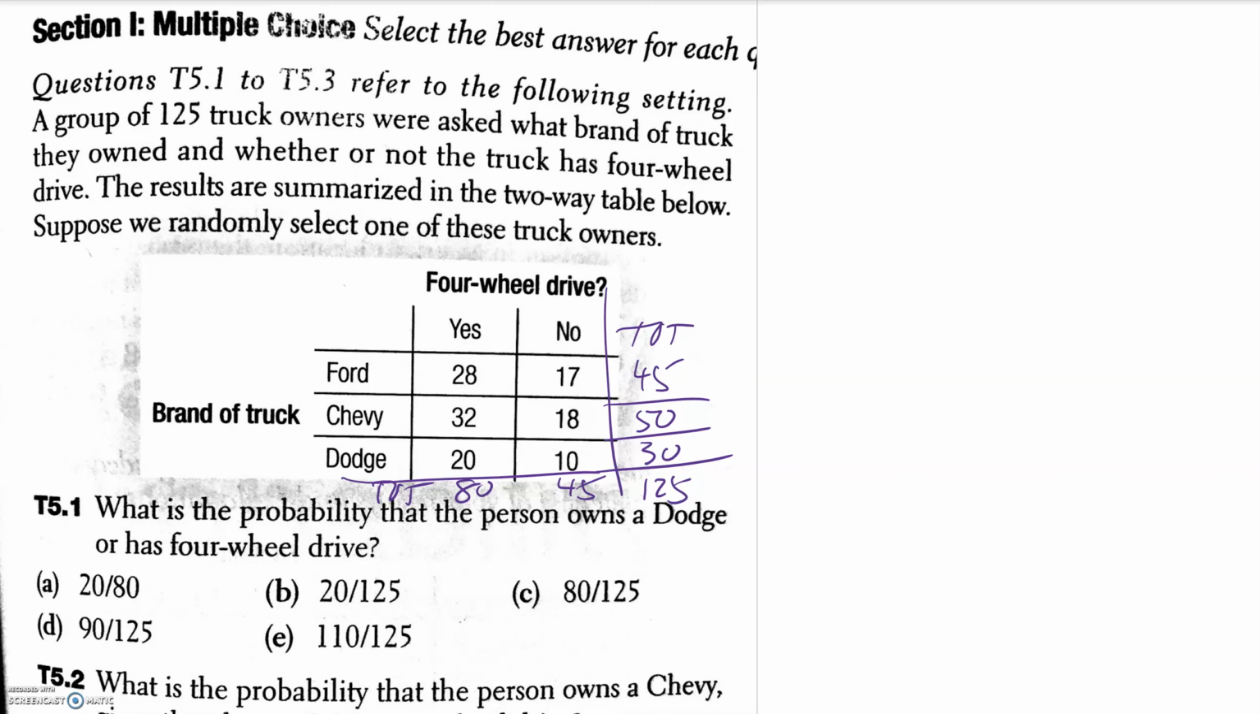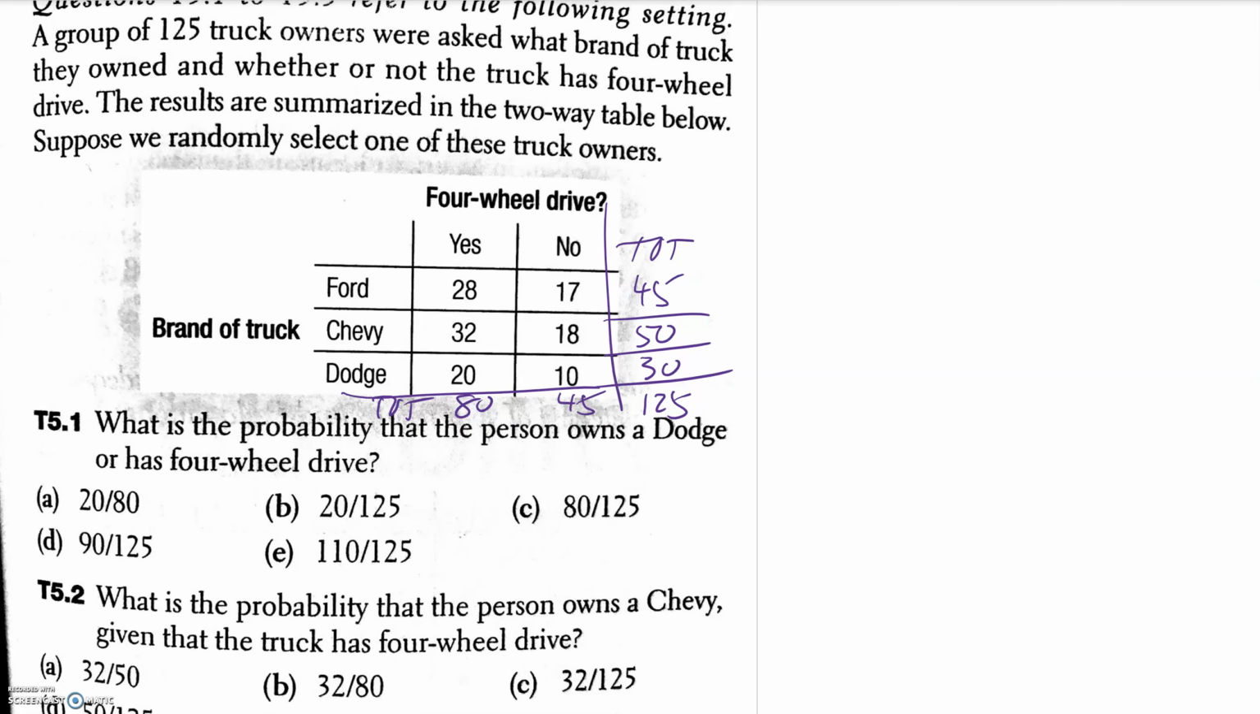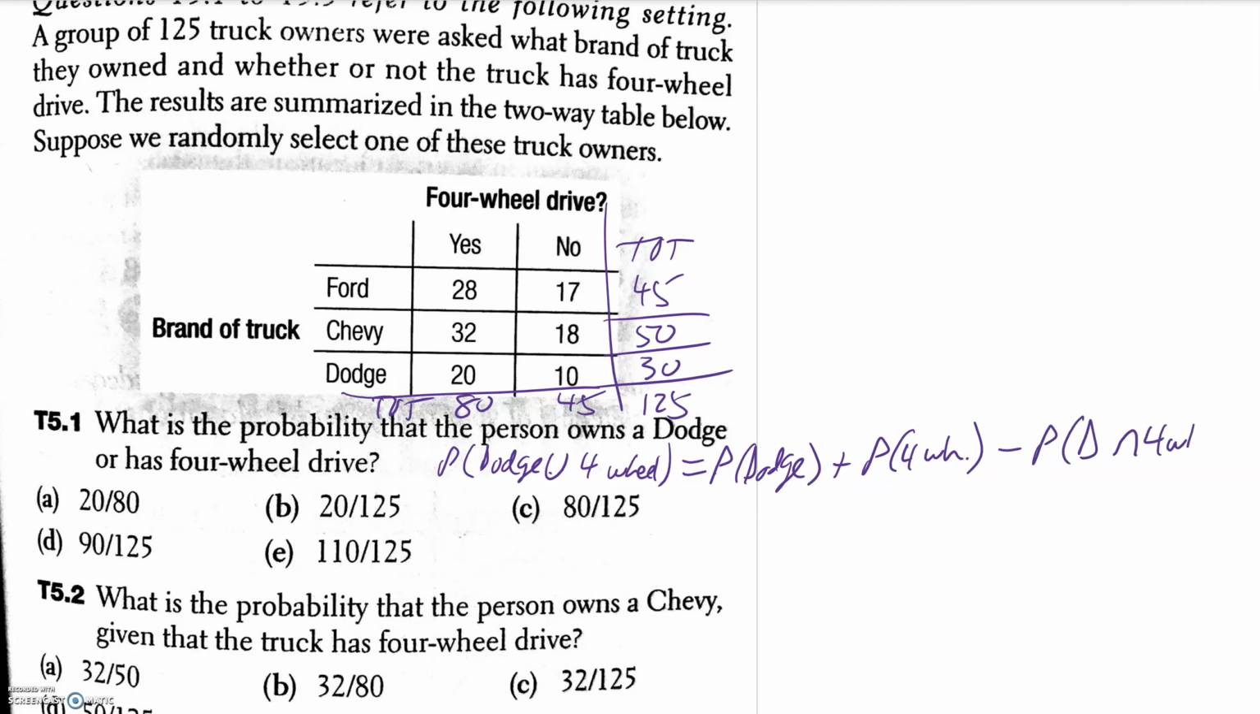Always, always, always get those. All right, so next, what's the probability that the person owns a Dodge or has a four-wheel drive? Okay, so there's a couple ways to go about that. So it's probability of Dodge or four-wheel drive. Well, that means probability of Dodge plus probability of four-wheel drive minus the probability of both. So I'm going to abbreviate a little bit there. So probability of Dodge, that would be the 30 here out of the 125.